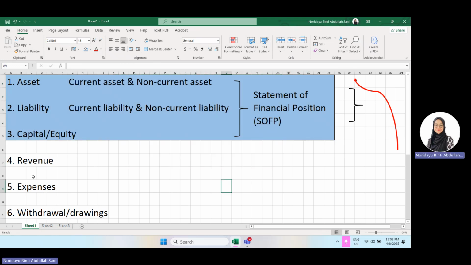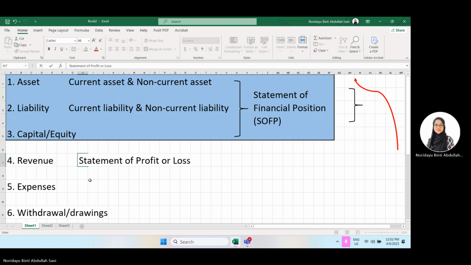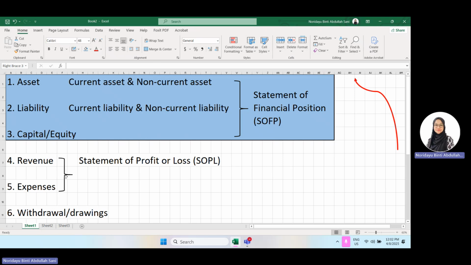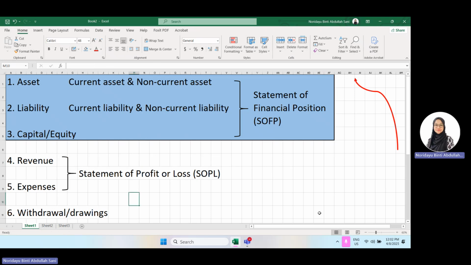Okay, next, I explain on component number 4, number 5. Okay, these two represent the items that will be involved in preparing our statement of profit or loss. Okay, I used to call it SOPL. Right? These two items, we need them to produce our statement of profit or loss.